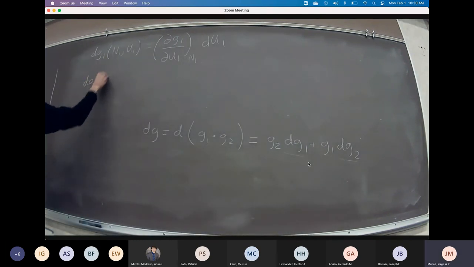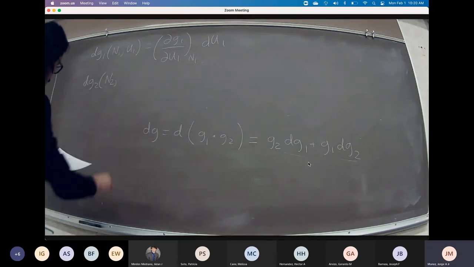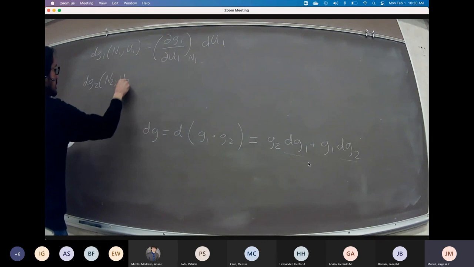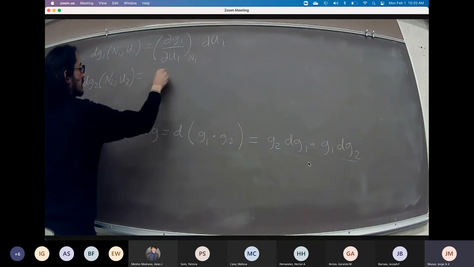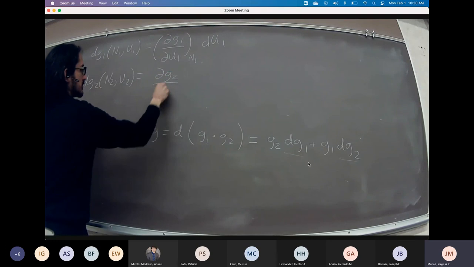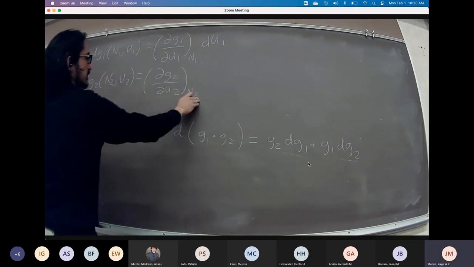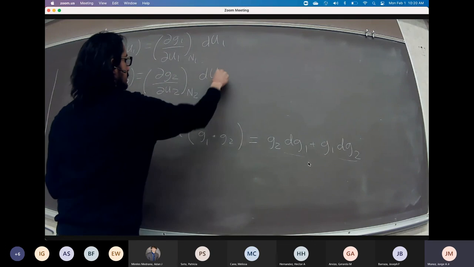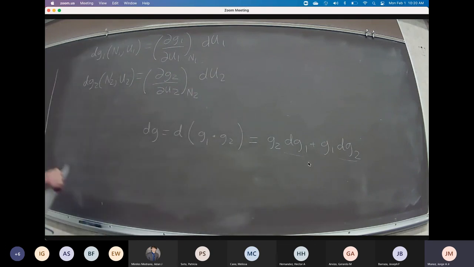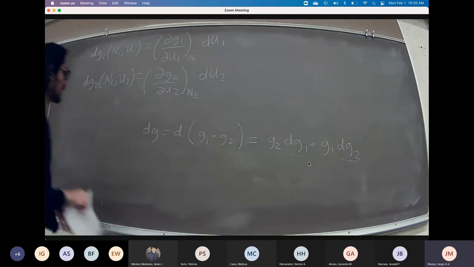dG2 of N2 and U2 is going to be the partial derivative of G2 with respect to U2 at constant N2 times dU2. And it also has the dN term, but we know that that is zero.